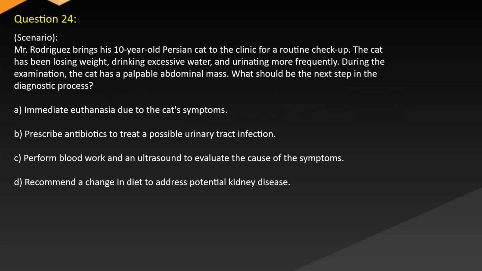Question 24. Scenario: Mr. Rodriguez brings his 10-year-old Persian cat to the clinic for a routine checkup. The cat has been losing weight, drinking excessive water, and urinating more frequently. During the examination, the cat has a palpable abdominal mass. What should be the next step in the diagnostic process? A. Immediate euthanasia due to the cat's symptoms. B. Prescribe antibiotics to treat a possible urinary tract infection. C. Perform blood work and an ultrasound to evaluate the cause of the symptoms. D. Recommend a change in diet to address potential kidney disease.